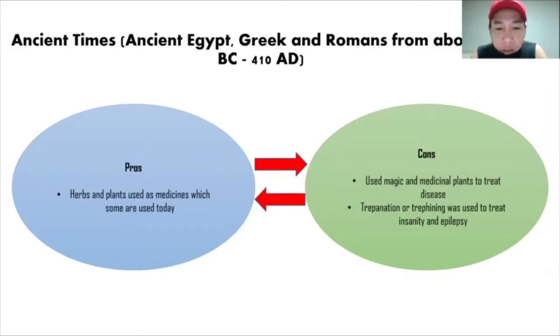They also used trepanation or trephining to treat insanity and epilepsy. Trepanation or trephining means a surgical intervention in which a hole is drilled or scraped into the human skull.